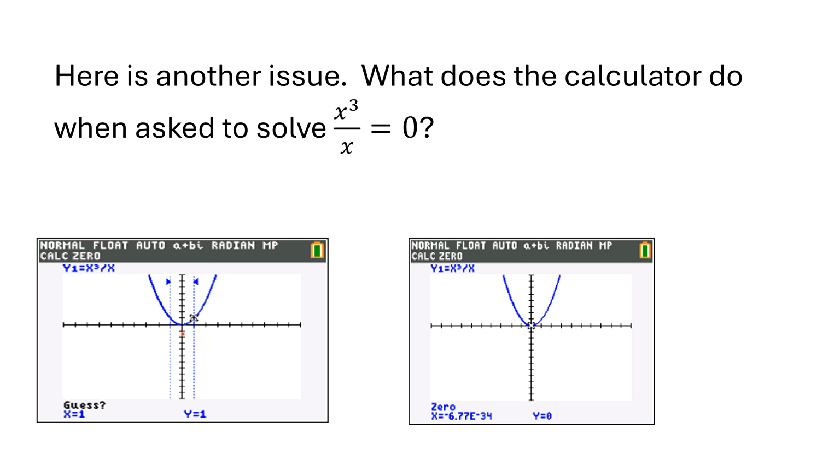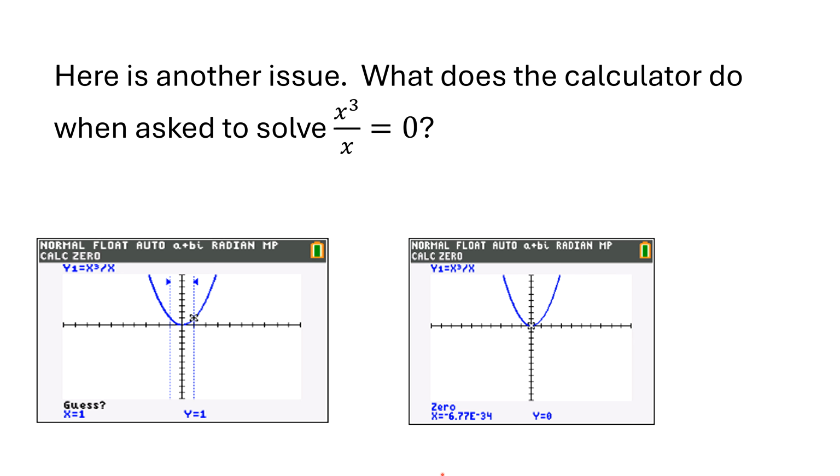And while I was thinking it would probably get to the same point, we have to remember this is an electronic device, and it works by connecting a bunch of pixels. And so a lot of times we have values that get close, and then it just says, okay, that's close enough. In this case, it came up with x equal negative 6.77 e to the negative 34th. Well, that is not dividing by 0. That's true. So it was happy. It didn't find the problem.